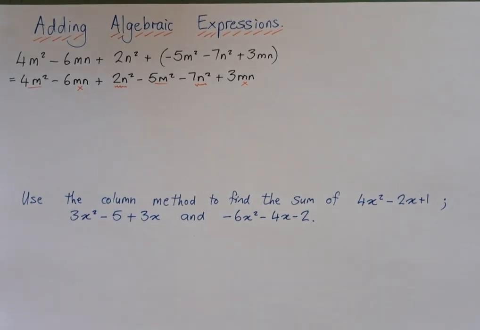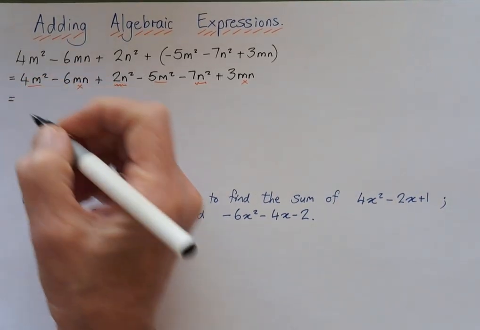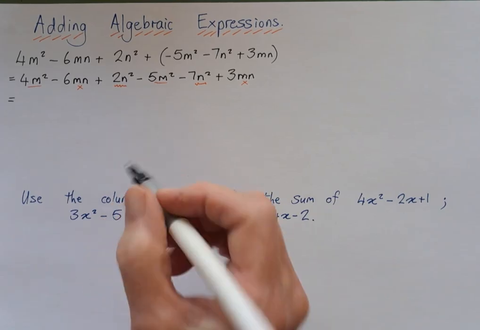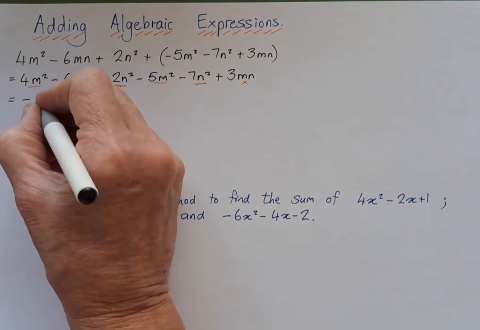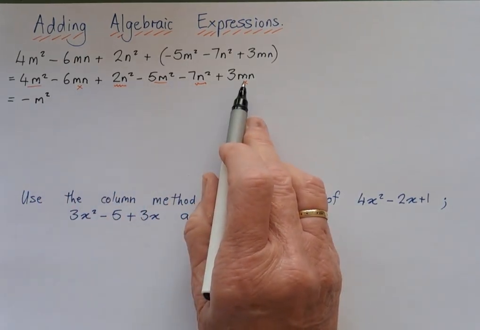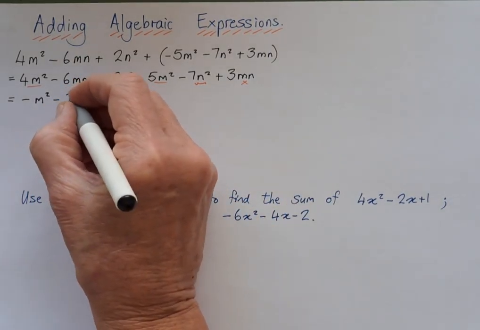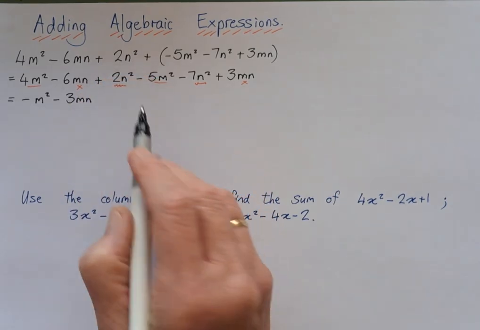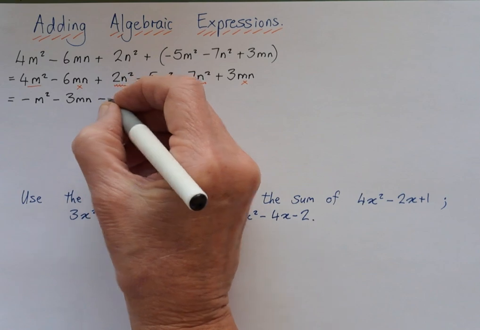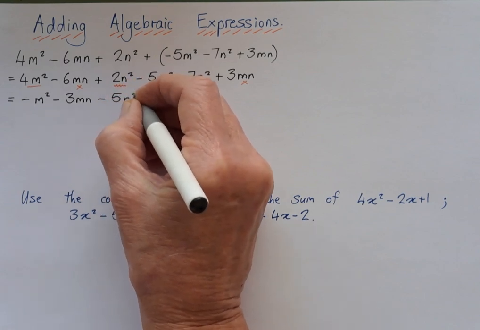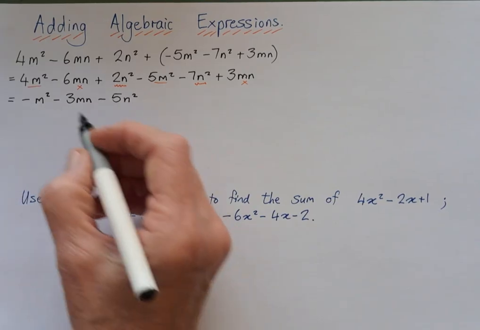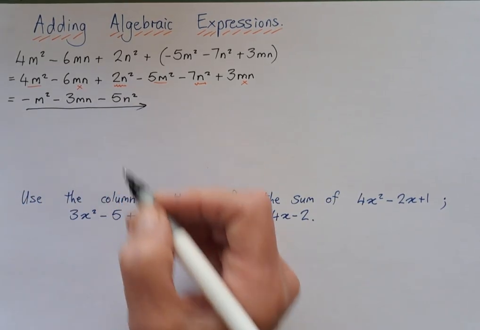So just tidying all of that up, I'm going to get 4m squared minus 5m squared is negative 1m squared. I don't have to write the 1, I can just write negative m squared. Negative 6mn plus 3mn is going to give me negative 3mn. And positive 2n squared minus 7n squared is going to give me negative 5n squared. And all of these are unlike terms, so I can't simplify further. That is my final answer.